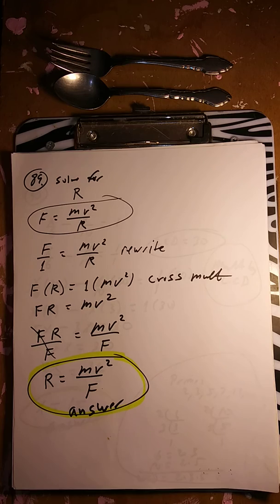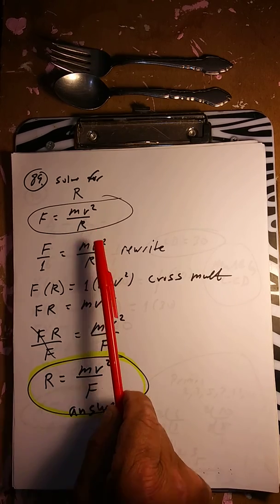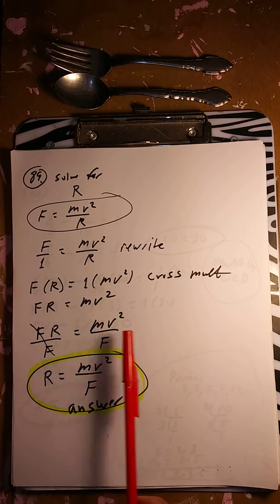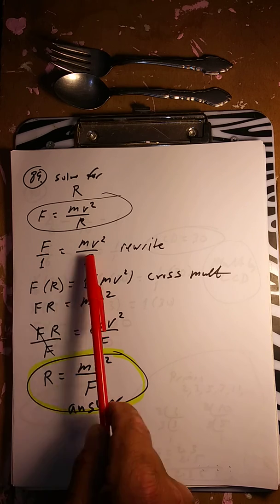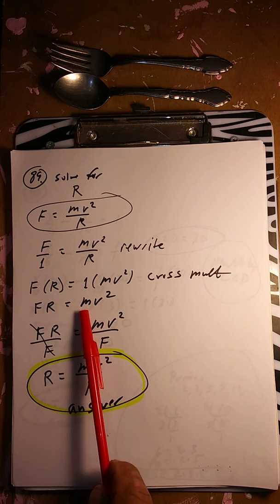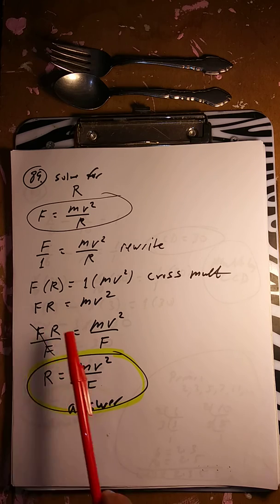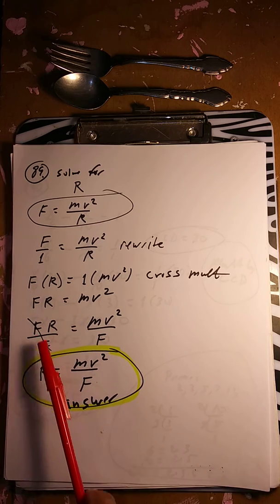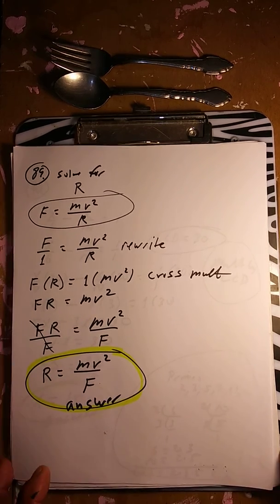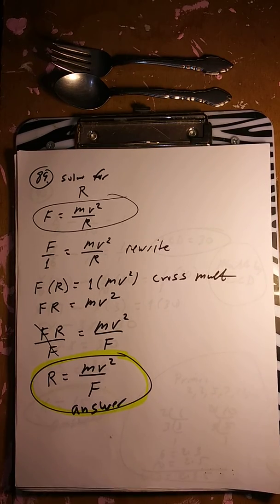Solve for R. R's down here. So I'm going to set it up and cross multiply this. So that times that, that times that. FR equals MV squared. Divided by F, divided by F, so F goes away. So you have R equals MV squared over big F. That's it.